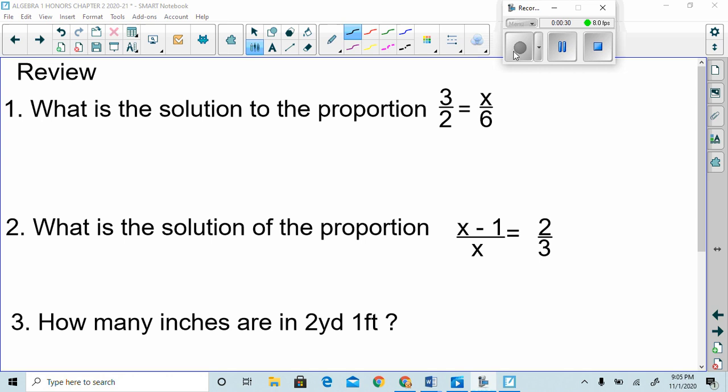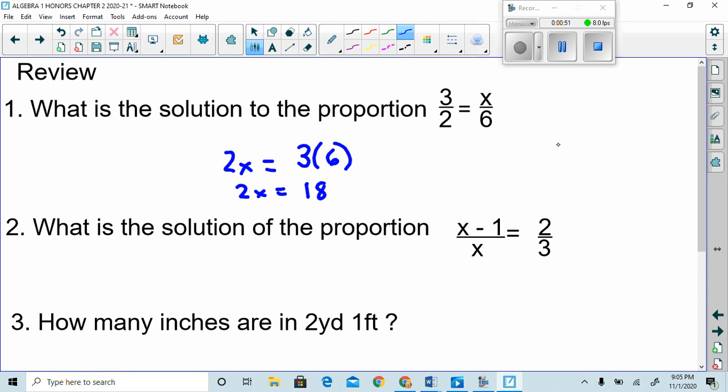So now, generally we use cross products. We'll multiply the extremes times the means. So we'll have, in this problem, 2x is equal to 3 times 6. 2x is equal to 18. And then divide by 2, and you'll find out x is equal to 9.